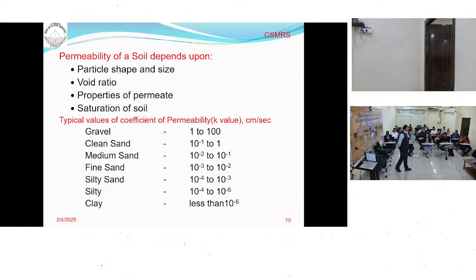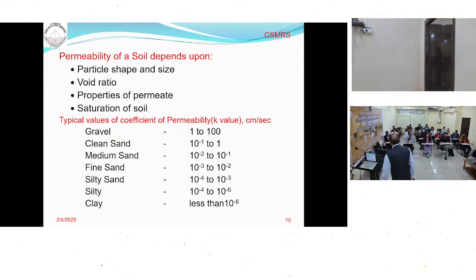For silt, the permeability will vary from 10 to the minus 4 to minus 6. If you talk about sand, the permeability will vary from 10 to the minus 4 to 1, depending on whether it is fine sand, medium sand, or clean sand. And the permeability of gravel is always more than 1. So these are the general ideas for these kinds of soil.